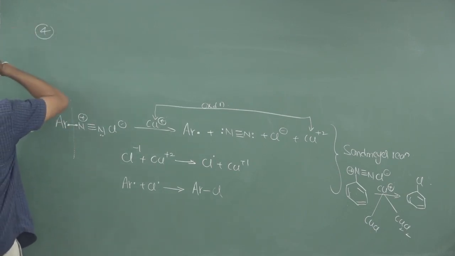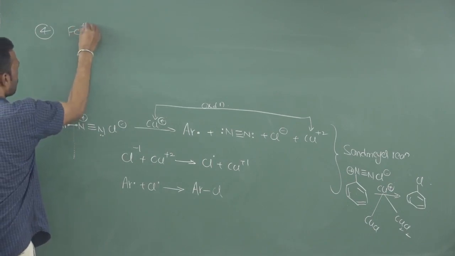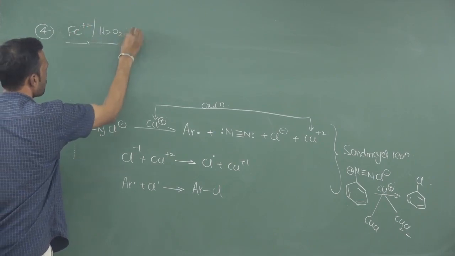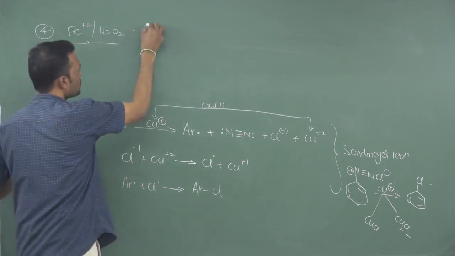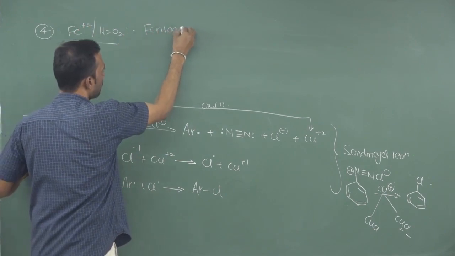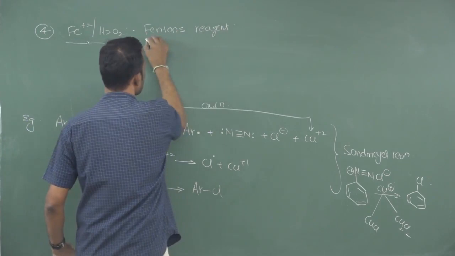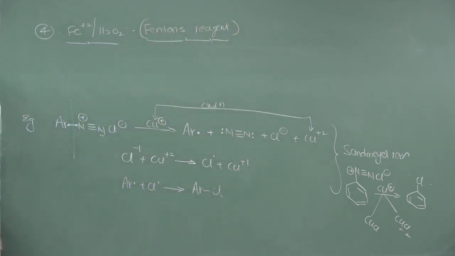That is redox reaction. Next is, I am using iron plus 2 in presence of hydrogen peroxide. What is this reagent? Fenton's reagent. This reagent name also they are asking in exam. Fenton's reagent. Ferrous sulfate in hydrogen peroxide. Ferrous in hydrogen peroxide is nothing but Fenton's reagent.